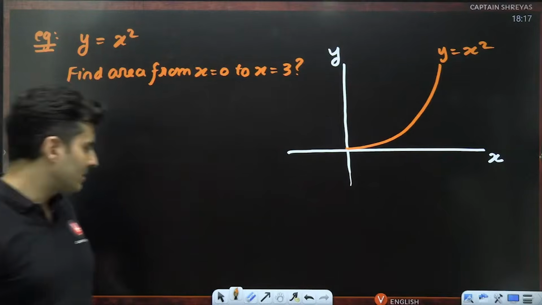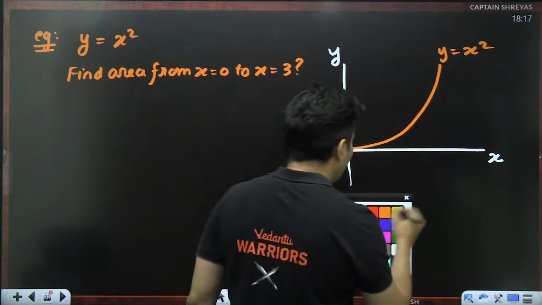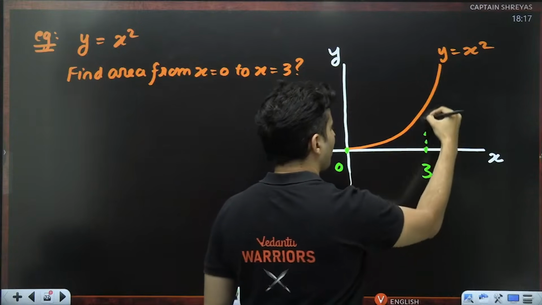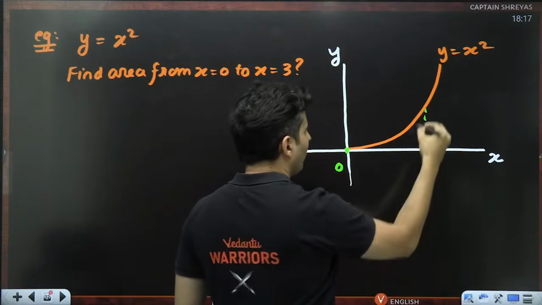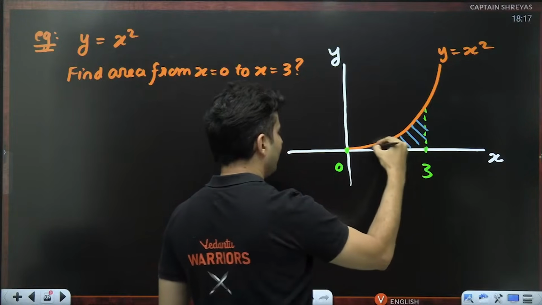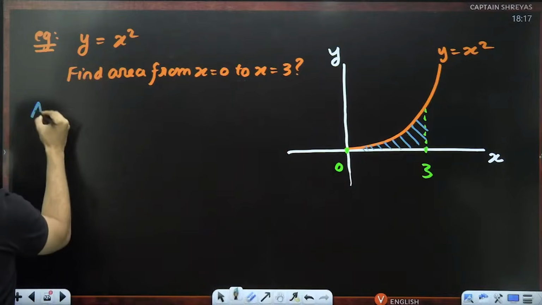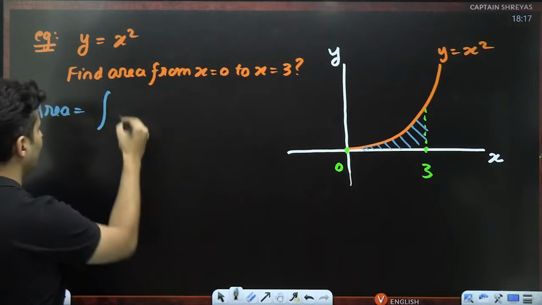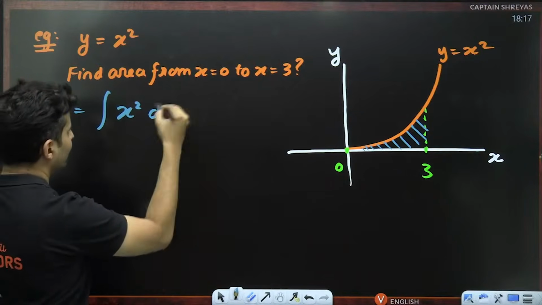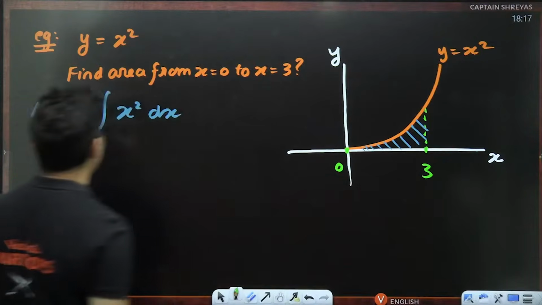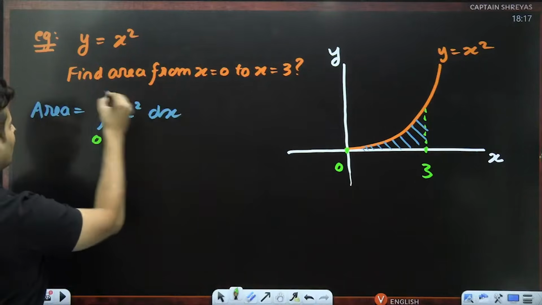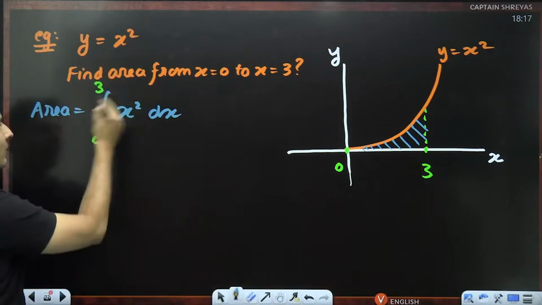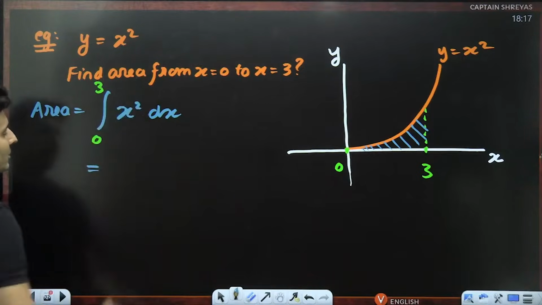All right, let's do this. x equals 3 and x equals 0, maybe here and here. This is 0, this is 3. I just draw these lines. What I need to find is basically this particular area. So the area under the graph is the integration of the function. What is that function? x square with respect to x with the proper limits. Lower limit is 0, upper limit is 3. This is actually the formula version of the actual question.